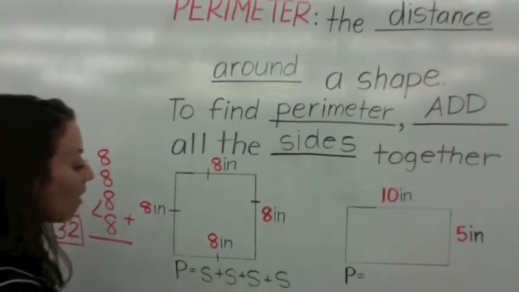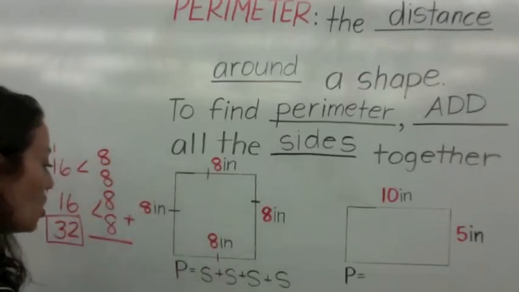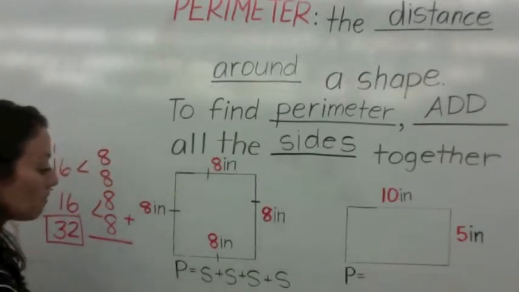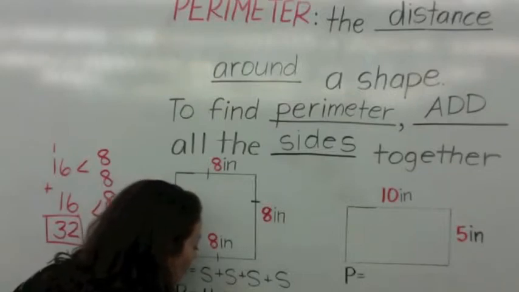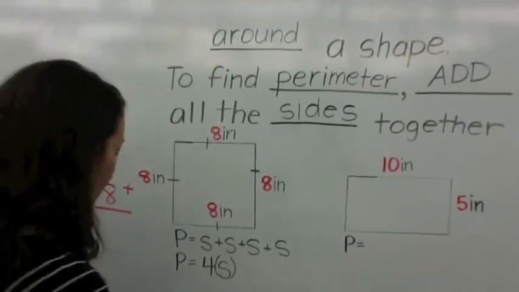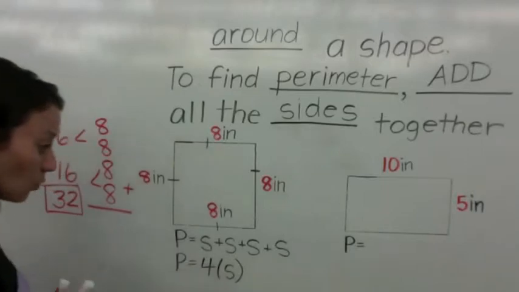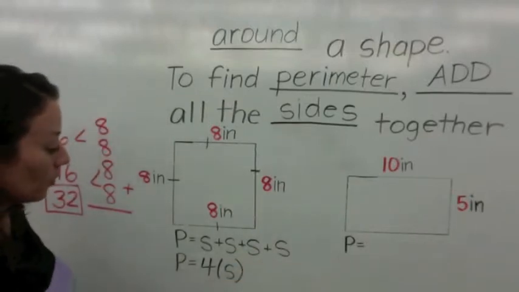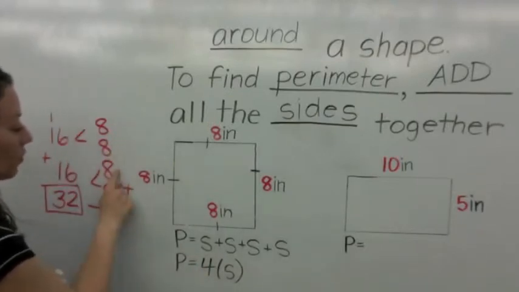How many sides are there in a square? Count: 1, 2, 3, 4. It's a quadrilateral, so there are 4. How many S's do you see? There are 4. So the shortcut for this formula is, if you have 4 sides, couldn't you just take 4 and multiply it by one side? 4 times one side, and we'll put parentheses around the S: 4 times S. Repeated addition, 8 plus 8 plus 8 plus 8, is the same as 8 times 4. If you skip counted, it would be 8, 16, 24, 32.